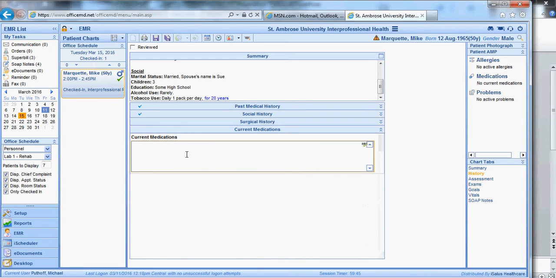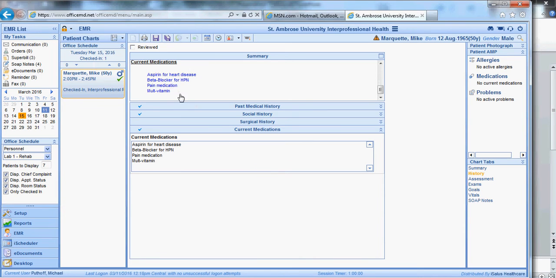We have this really as a blank box. So if the person takes aspirin for heart disease, and they might be on a beta blocker for their hypertension, and we can go on and on about pain medication, multivitamin, whatever the case might be, what we might do for this patient. It can be documented right there. And again, I'm going to hit save, record that, and again, it pops up there.